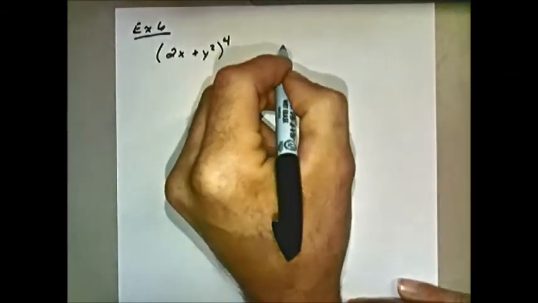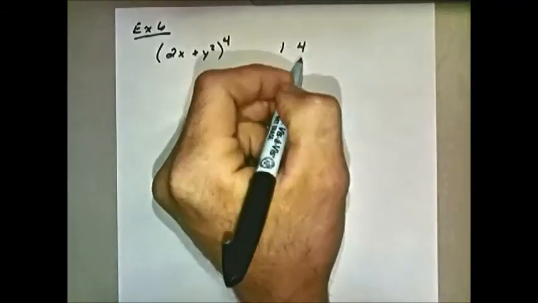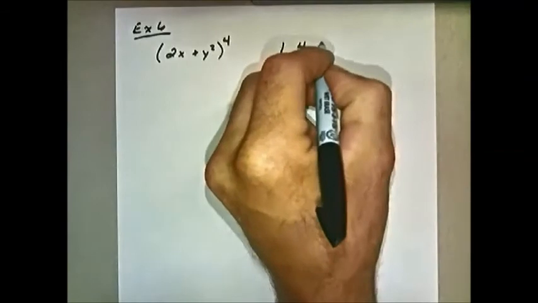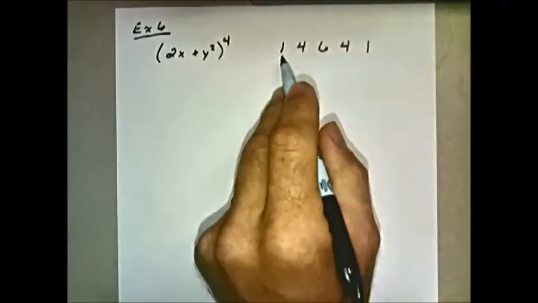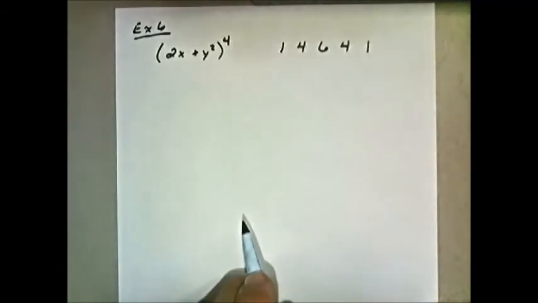In example 6, let's take a little more complicated problem. Let's say 2x plus y squared and take it out to the fourth power. Remember, we're looking at the fourth row of Pascal's triangle. So 1, 4, 6, 4, 1. And those are our coefficients to our expansion.